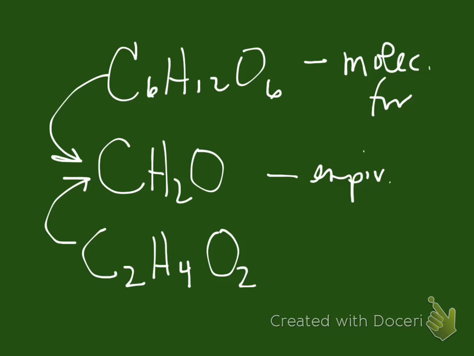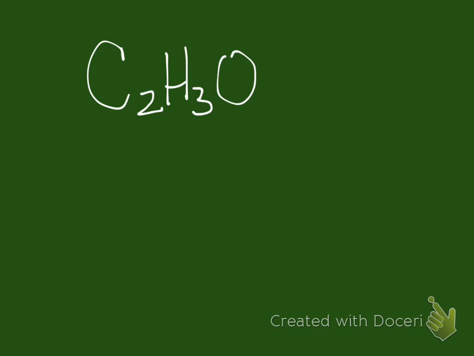It behaves differently, but it can have the same molecular or same empirical formula. So we can have multiple things that have an empirical formula. One of the things I always like to do on a test here is to say, okay, which one of these could not be an empirical formula?